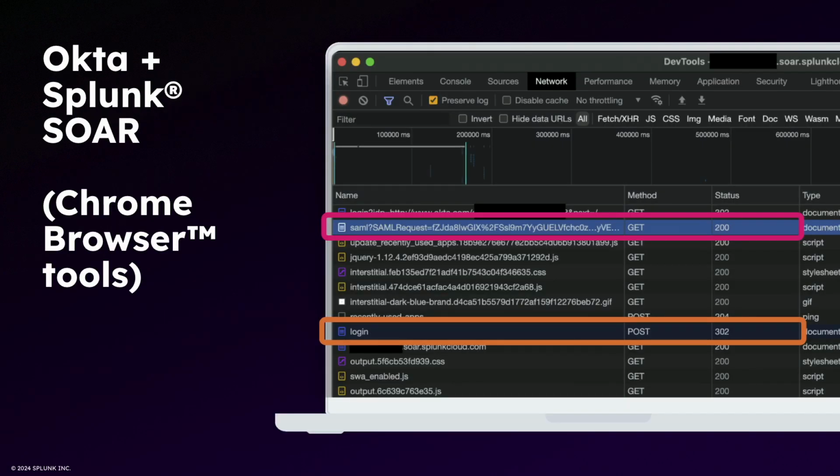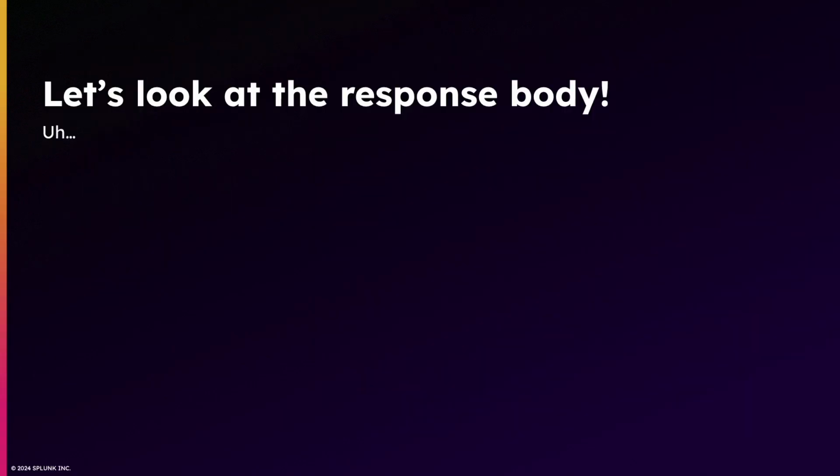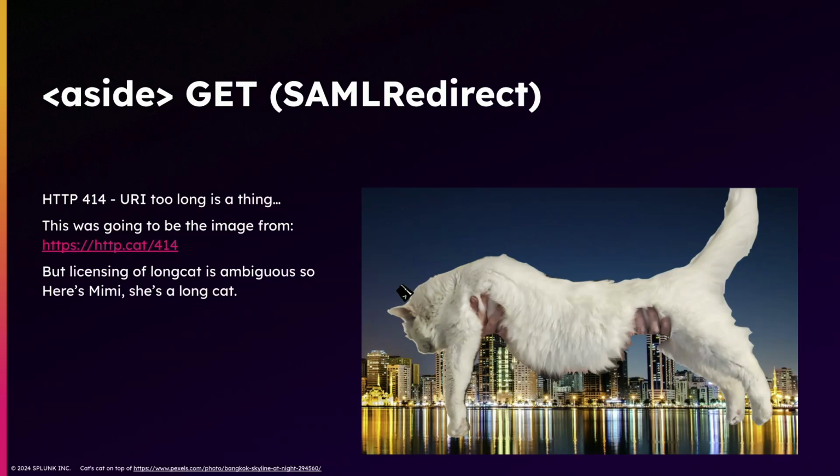So then we go back to our tool and we notice, hey, I was using Chrome browser tools, and there I got the SAML request, and there's a big string there, and I got a login, that's a POST going the other way. Same sort of thing. This is Okta, and there's the app SSO SAML there, and I got the SAML callback login there. Once we have that, let's take a look at the response body. Looks like that. That's totally readable, right? It's a SAML response.